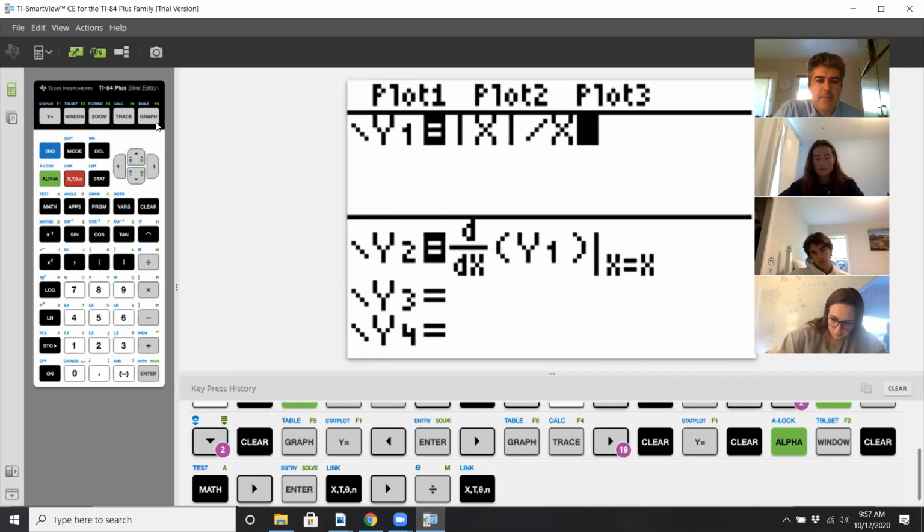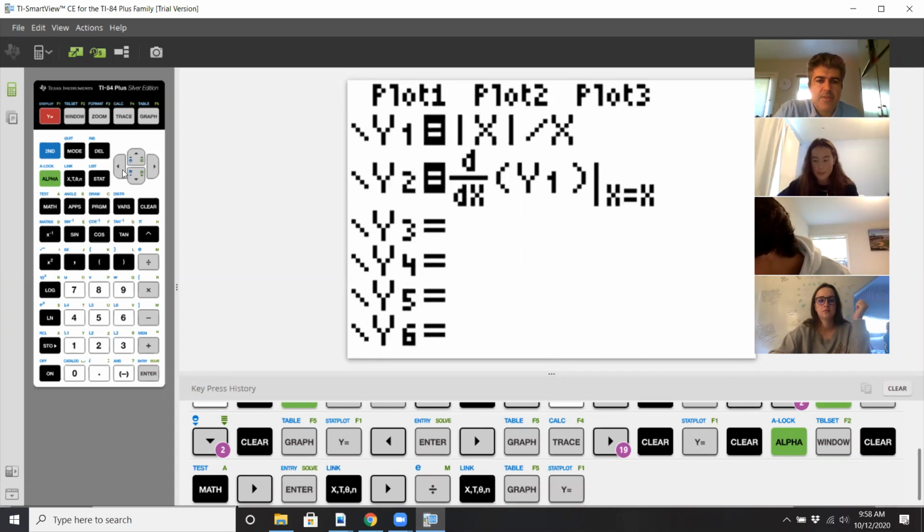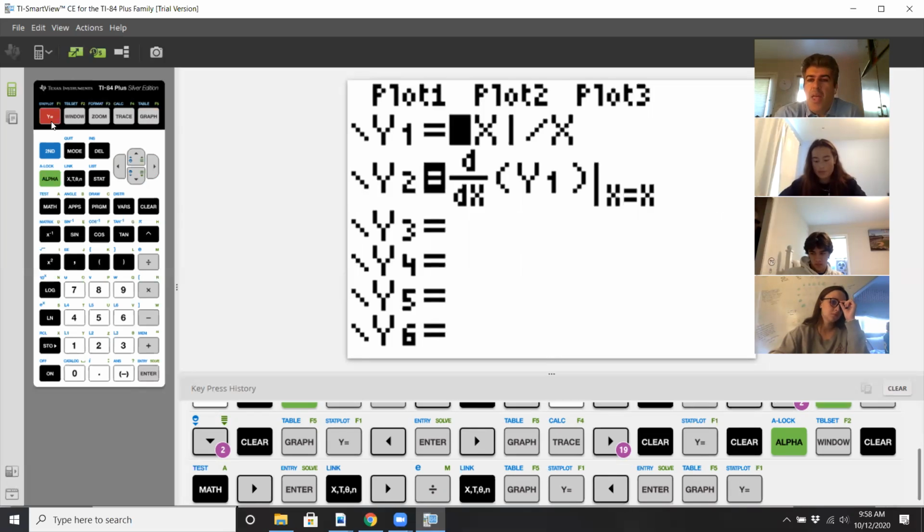Now, if I hit graph, it's interesting. I didn't really see the derivative there. Let me turn that off. So it's very interesting. I didn't see a derivative. So what gives, right? Anyone know why I didn't see something? We'll give another point of extra credit if anyone knows why I didn't see something.